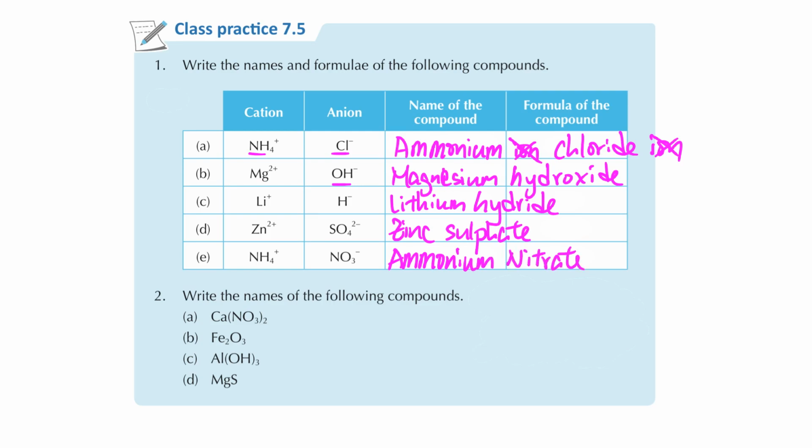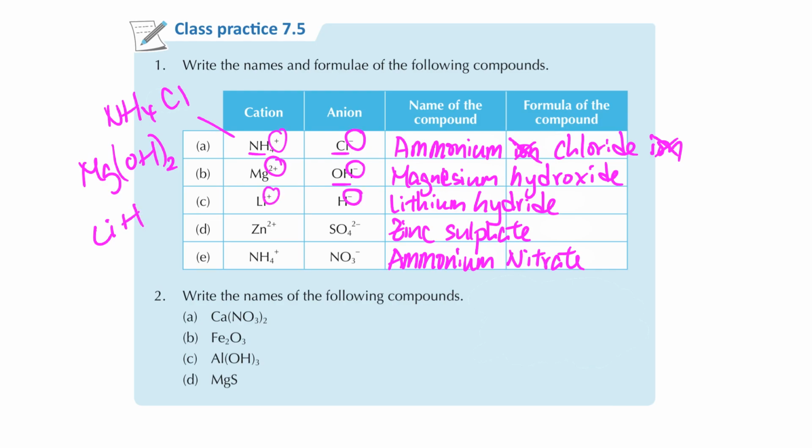That's it. Okay, the formula for this one: NH4Cl. Do you need a bracket? No need for a bracket, because we just have 1 only, because it's 1 plus and 1 minus. For magnesium, this is 2 and this is 1, so therefore Mg(OH)2, OH has to be 2. Lithium is 1, H is 1, okay? And then zinc sulfate, we cross over but it's the same ratio, so we simplify them into 1 to 1. So this is 1, this is 1. So only 1, no need to have a bracket, okay?